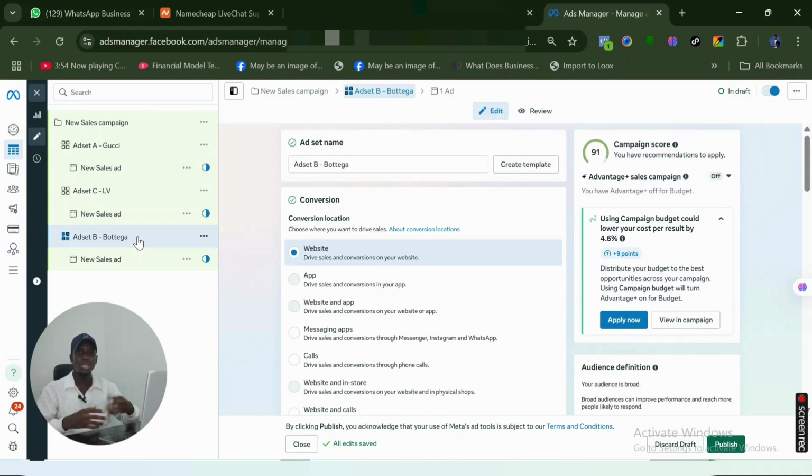Why? Because you don't need the audience to prove themselves. You already know that they are a good performing audience. You use CBO and allow Meta to allocate budgets to the best performer. That is it. It's as simple as that.